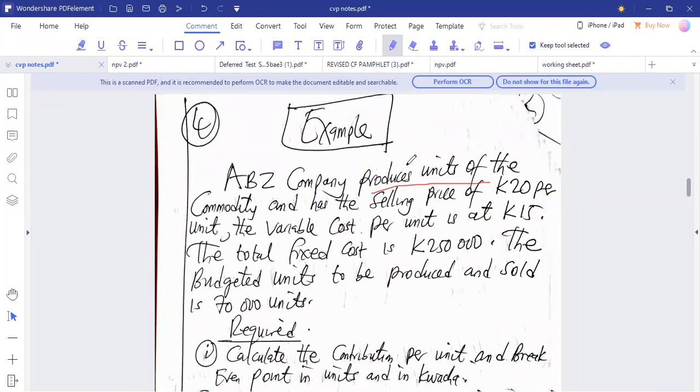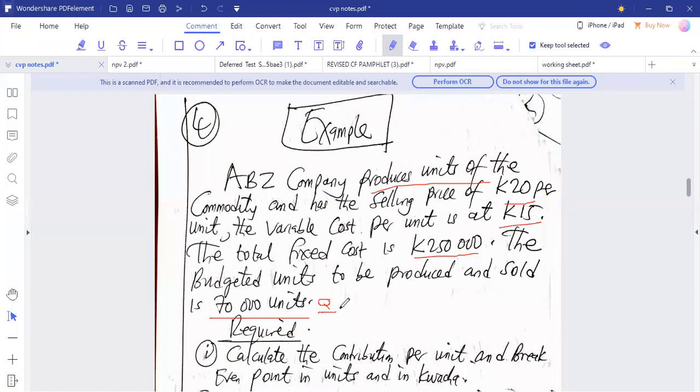Okay, so ABZ company produces units of the commodity, and the selling price is 20 per unit. The variable cost per unit is at 15 kwacha. The total fixed cost is 250,000 kwacha. The budgeted units to be produced and sold is 70,000 units. So this is our Q. These are units that are budgeted to be produced and sold. So we have the 70,000 units.